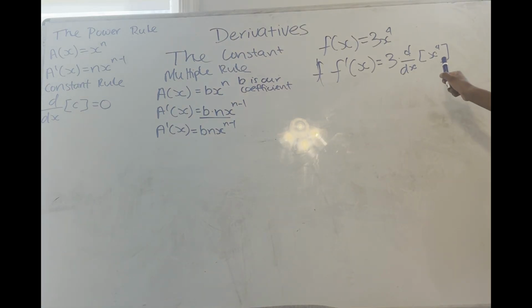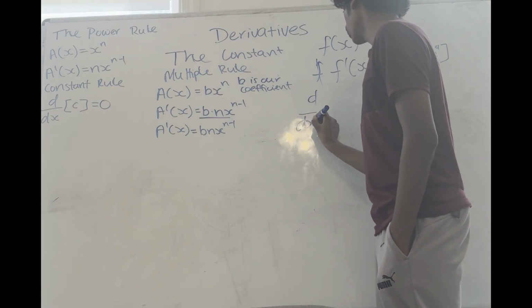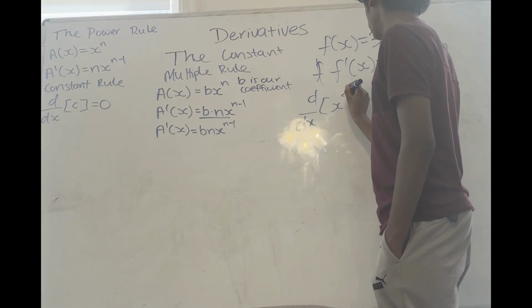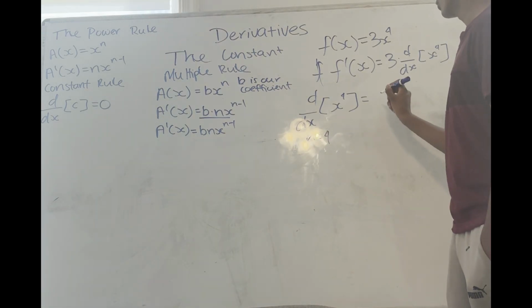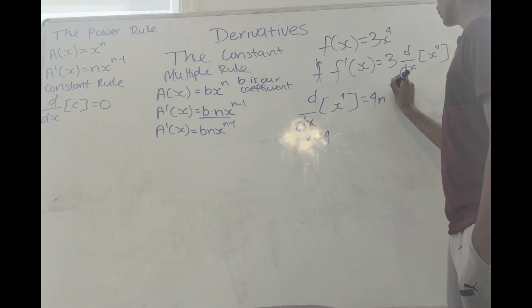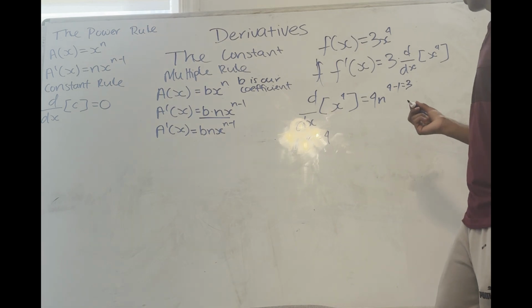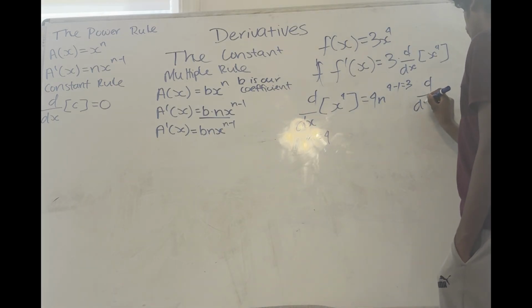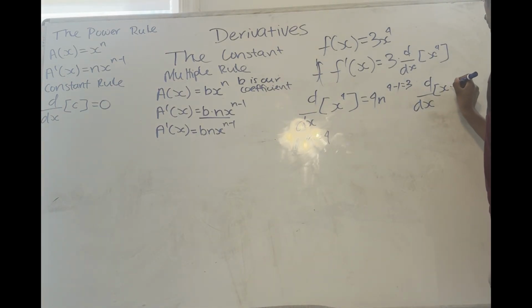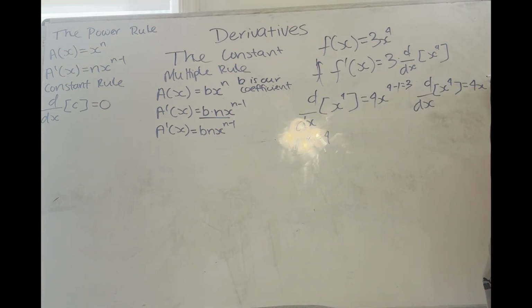Now, what is the derivative of x to the power of 4? d/dx of x to the power of 4. Well, over here, n is equal to 4. So this 4 becomes our new coefficient, and we subtract 4 by 1, which equals 3. All right. So the derivative of x to the power of 4 is equal to 4x. Sorry, that's an n, not an x. x to the power of 3.